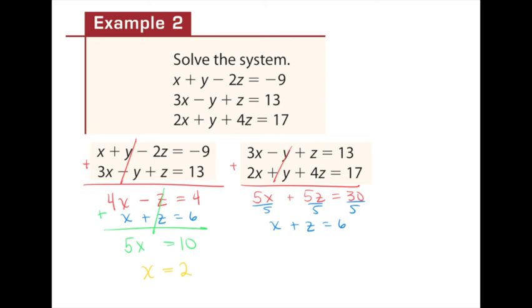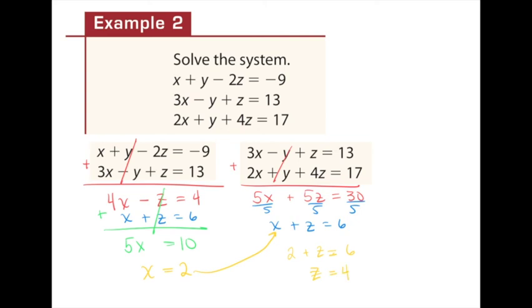Now I'm just going to backfill them, okay? So I'm going to take this 2 and I'm going to plug it in over here. All right? And I'm going to say 2 plus z equals 6. I now know what z equals. What does z equal? Just subtract 2. We're not dividing. Subtract 2, we get z equals 4, right?